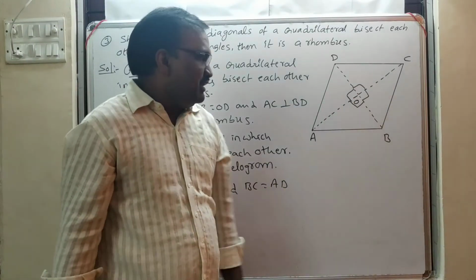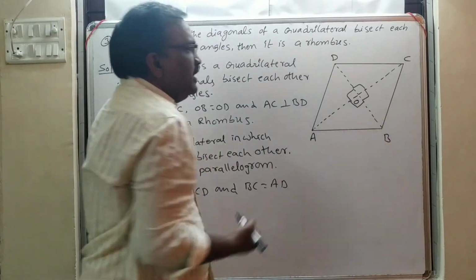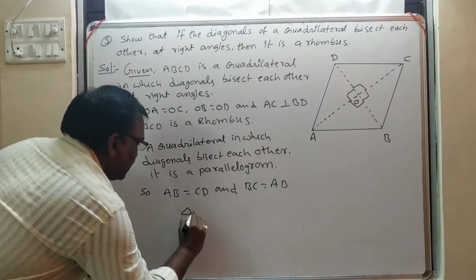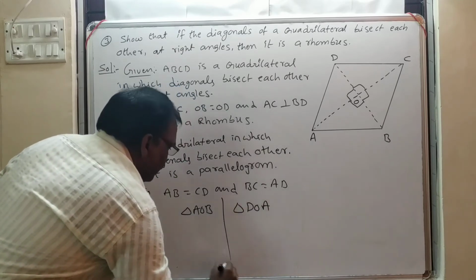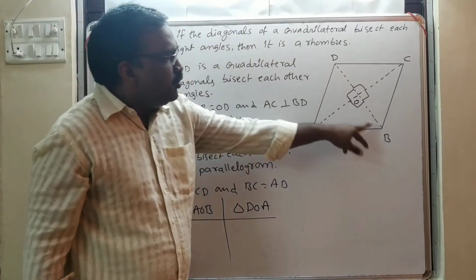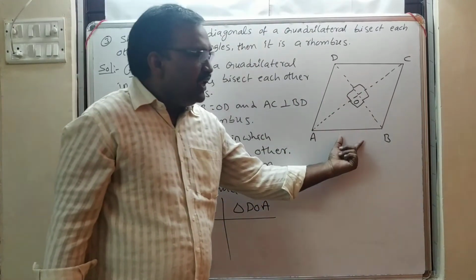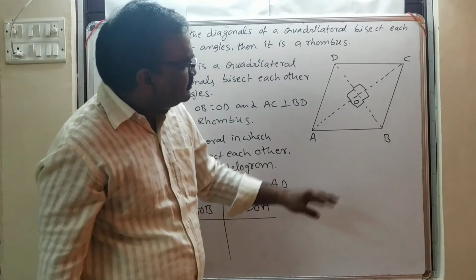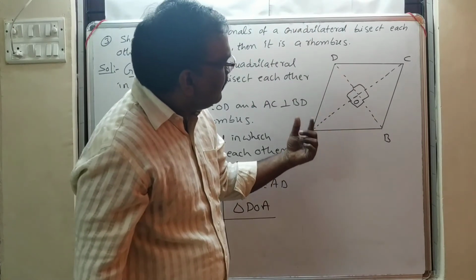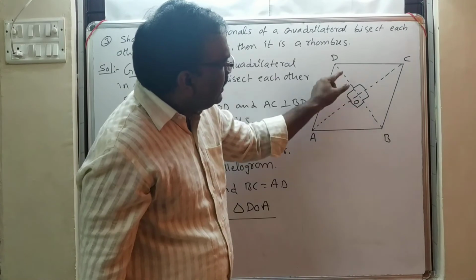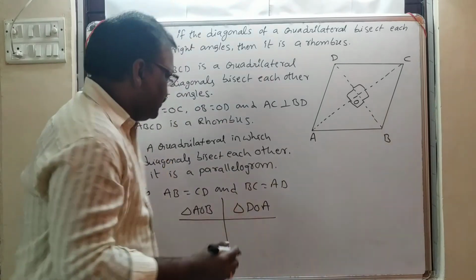Now observe the triangles AOB and DOA. What is equal? AB, and OB is equal to OD. Already given, OB is equal to OD.